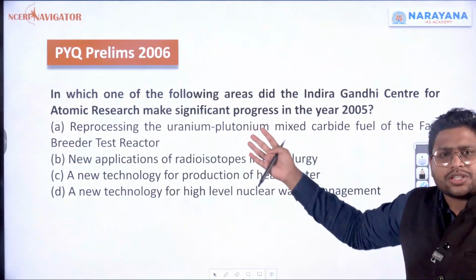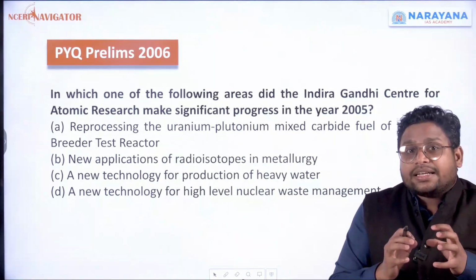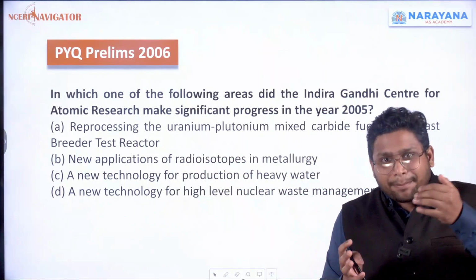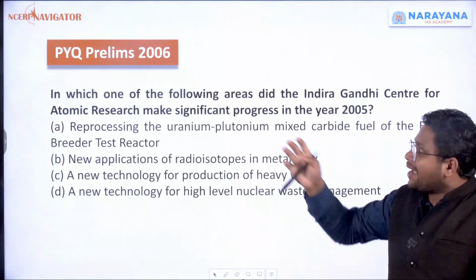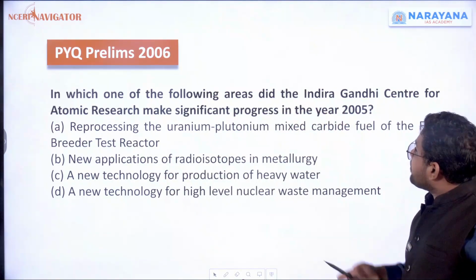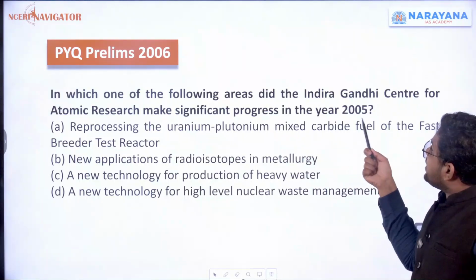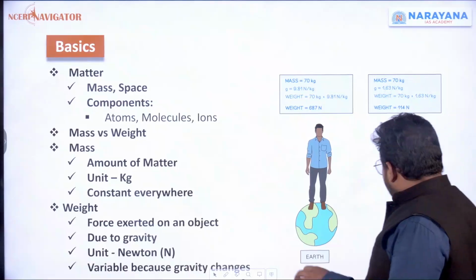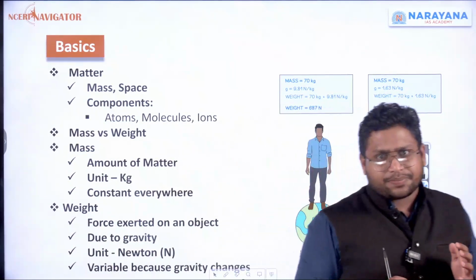Now this particular question is from the current affairs part, but the topic related to this particular question, or rather the core theme behind this particular question, is the same chapter, atoms and molecules. That's why I have mentioned this question over here. So the question is, in which one of the following areas did Indira Gandhi Center for Atomic Research make significant progress in the year 2005? Okay, so I hope you understand that this particular chapter is highly important for the examination.